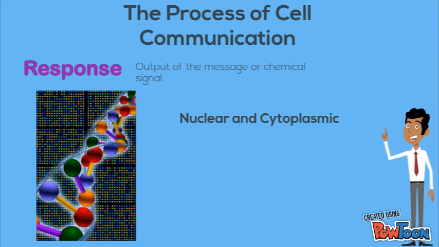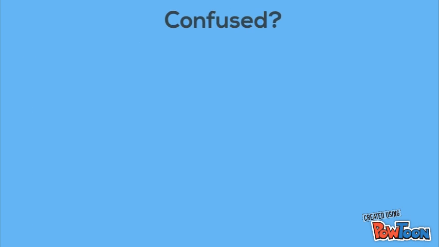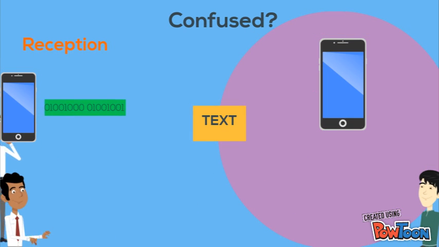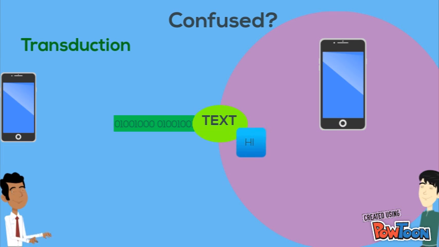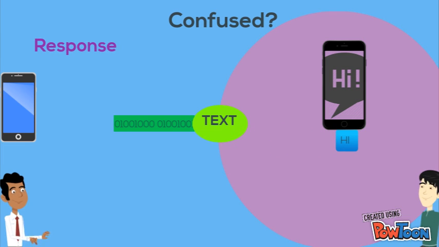Still confused? Well, we can picture this as a text message between phones. A text is turned into a bunch of binary code and sent out to the receiving phone. The receiving phone then deciphers the binary coded data and turns it into the message, thus delivering the message to the person.